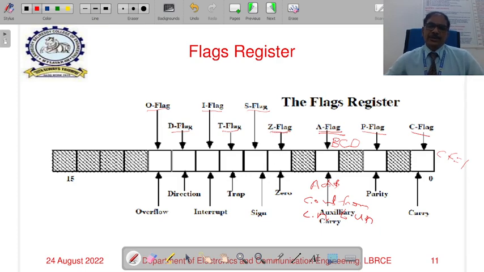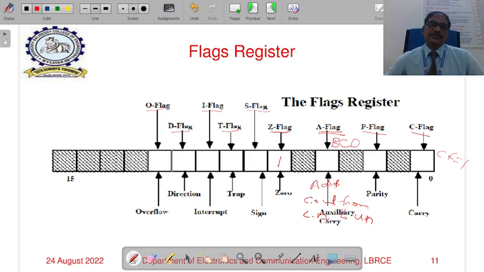Then zero flag. If the result is 0 after performing any operation, then the zero flag will be set. If the zero flag is set, it means the result is 0. Whatever operation is performed, if the result is 0, the zero flag will be set. Otherwise, if the result is non-zero, then the zero flag will be reset. That is about the zero flag.